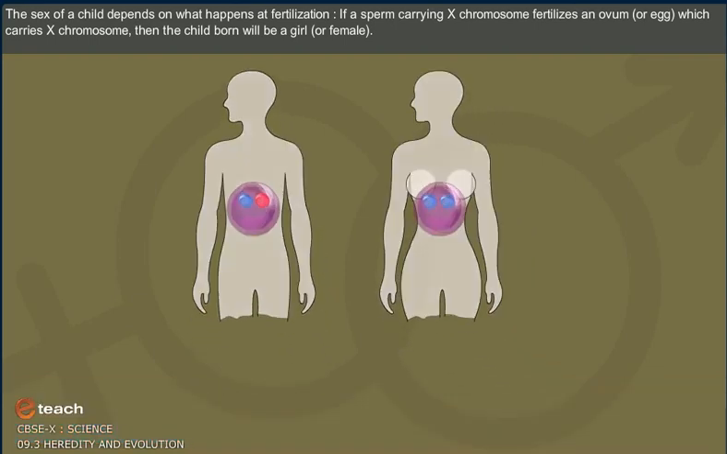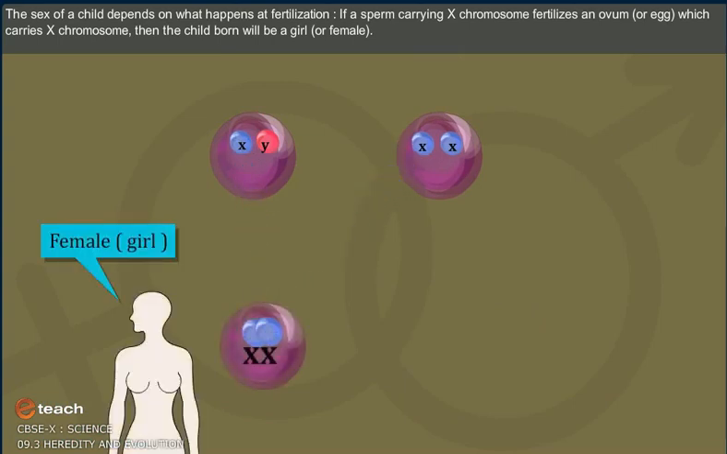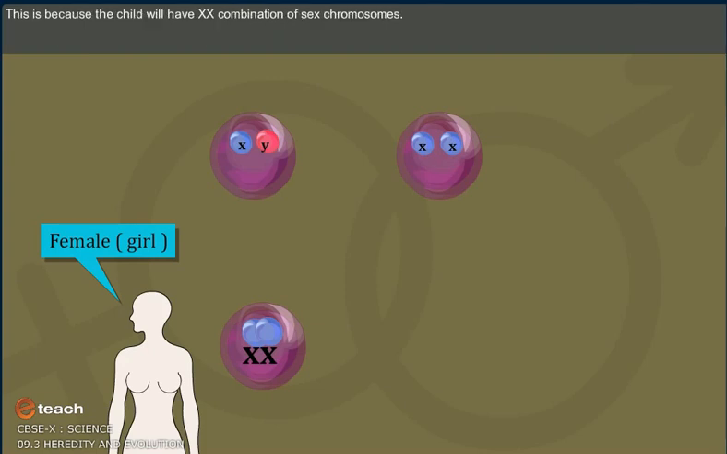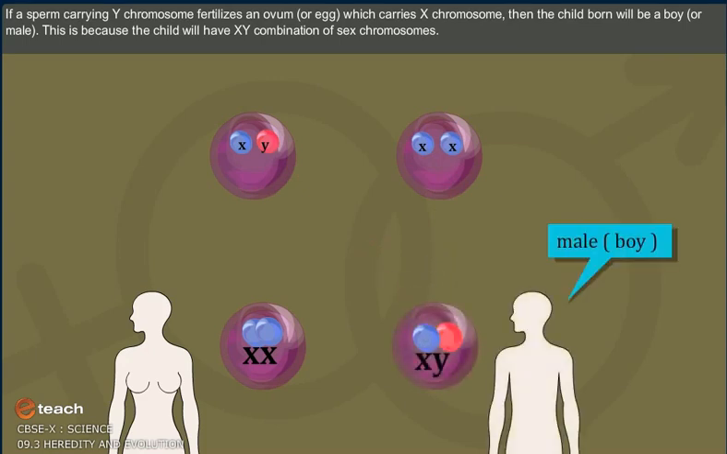If a sperm carrying X chromosome fertilizes an ovum or egg which carries X chromosome, then the child born will be a girl or a female. This is because the child will have XX combination of sex chromosomes. If a sperm carrying Y chromosome fertilizes an ovum or an egg which carries X chromosome, then the child born will be a boy or male. This is because the child will have XY combination of sex chromosomes.